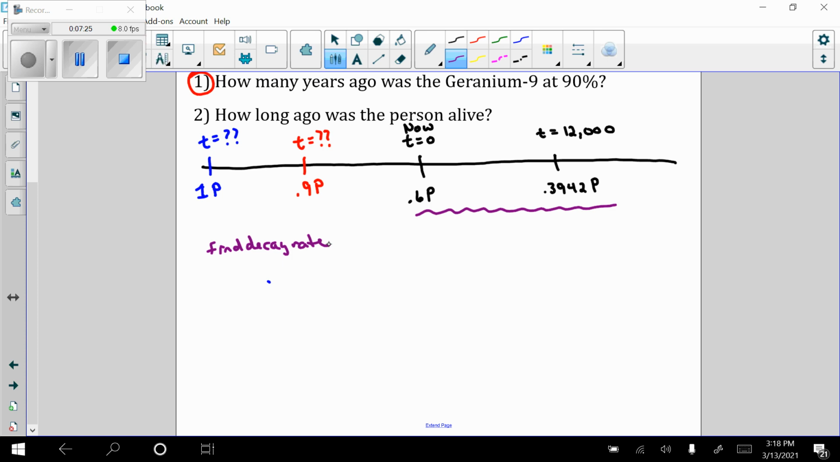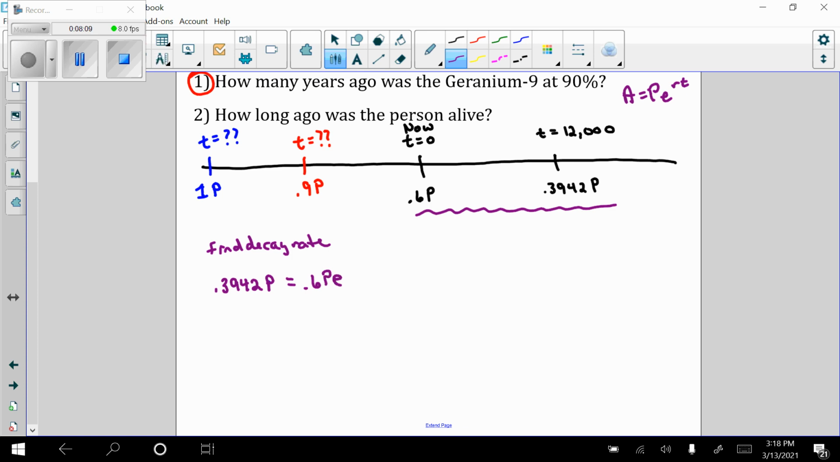So my latter one, remember it's decaying, so I want to do my 12,000 year one because it's a smaller one, and I want to go back in time. So I'm going to set this equal to my 39.42 P. And remember, I'm using exponential growth and decay now, continuous growth and decay. So I'm doing the A equals P e to the RT that we've used before. Okay, so my current is now 0.6 P.